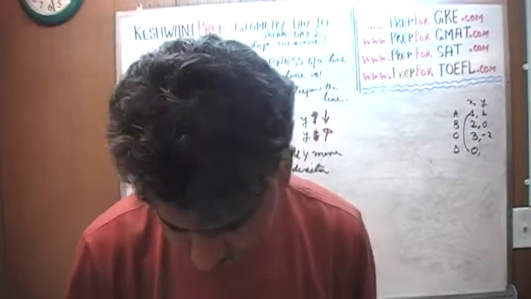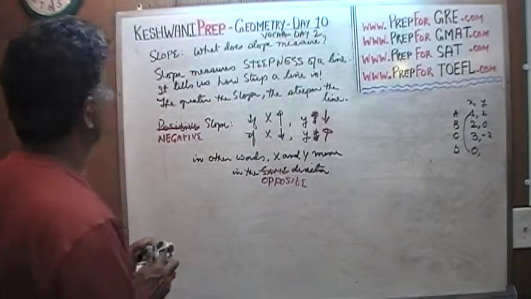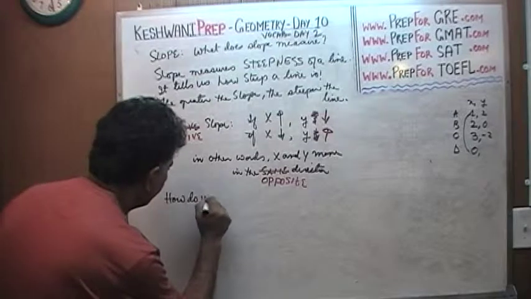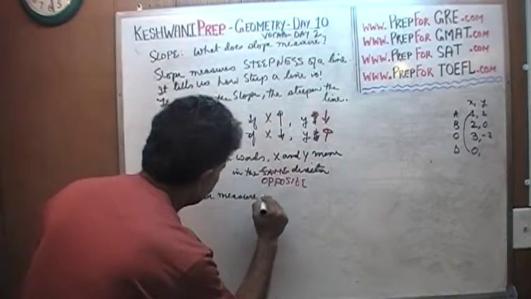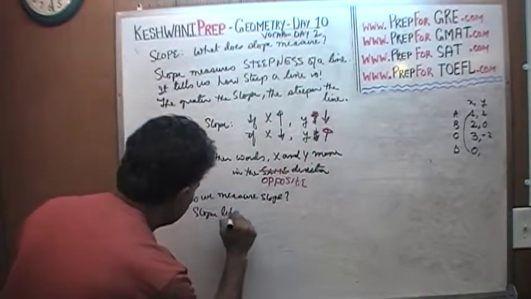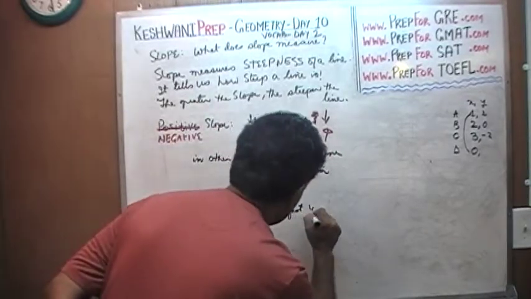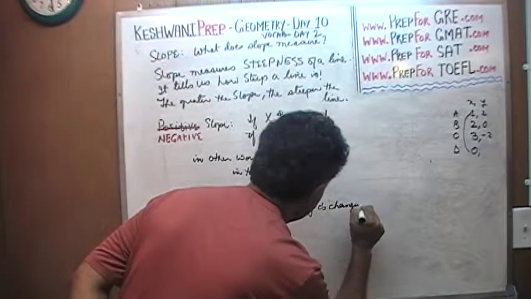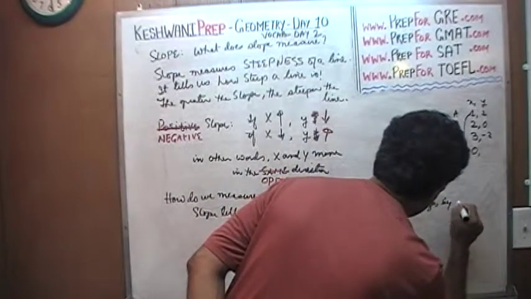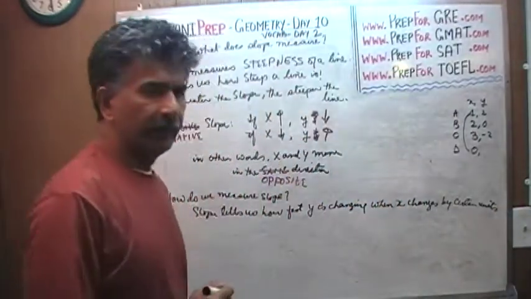How do we measure slope? I need the room, so I'm going to erase most of the stuff here. How do we measure slope? Well, slope tells us how fast y is changing when x changes by certain units.